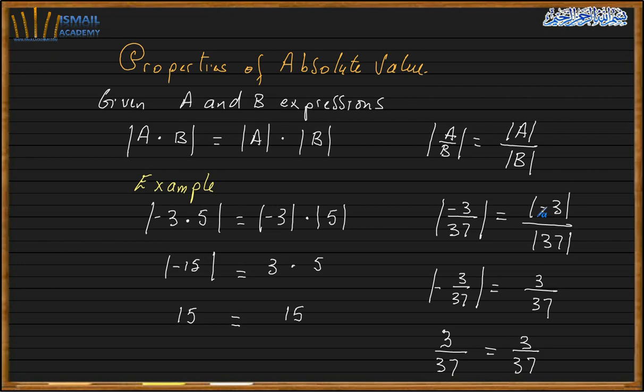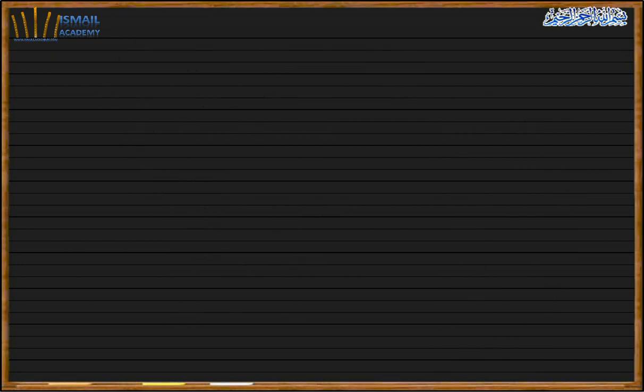And one mistake that most of the students make: the absolute value of A plus B is less than or equal to the absolute value of A plus the absolute value of B. So if I give you an example of this, you will see it.